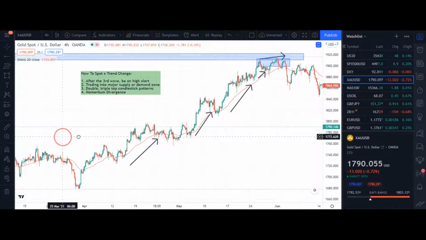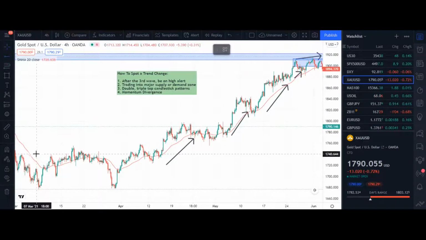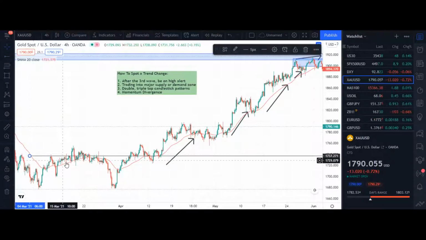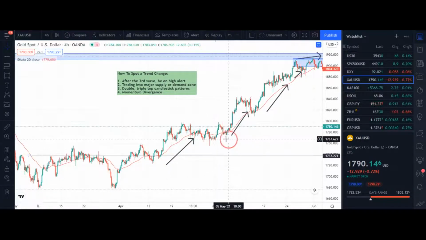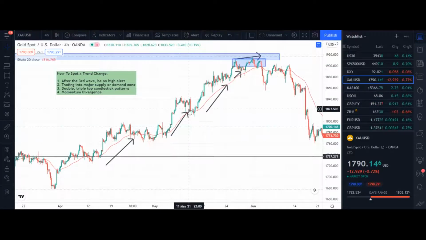So we see here after this area is broken, price is hovering around this zone, breaks it, retests, and now we're making our first wave. You get a pullback, second wave, pullback, third wave, pullback, and then things start to get interesting.